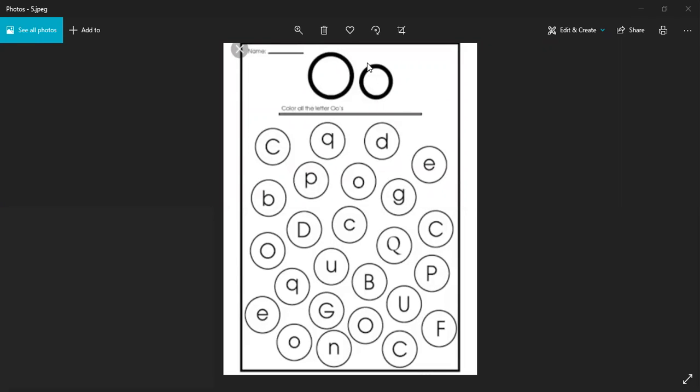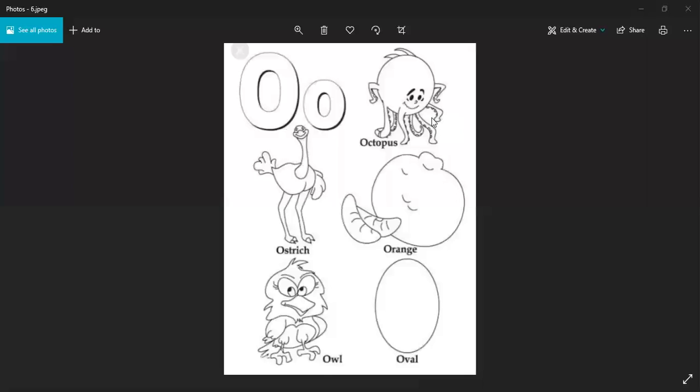Next, color the O's. Okay, you first identify where is letter O here and color it. Okay. Where is O here? Yes, there. Here, here, here, here. Okay, that many only. So color all O's. Okay, yes.